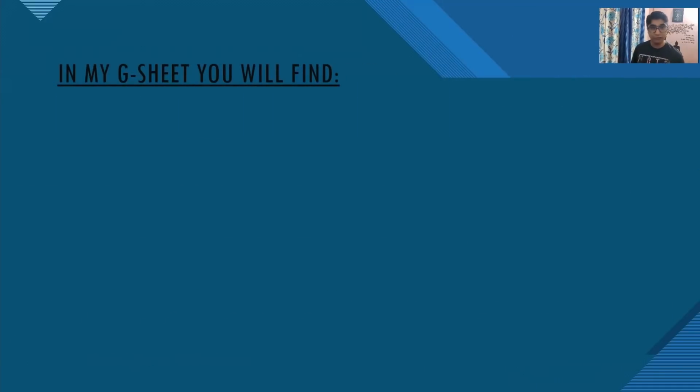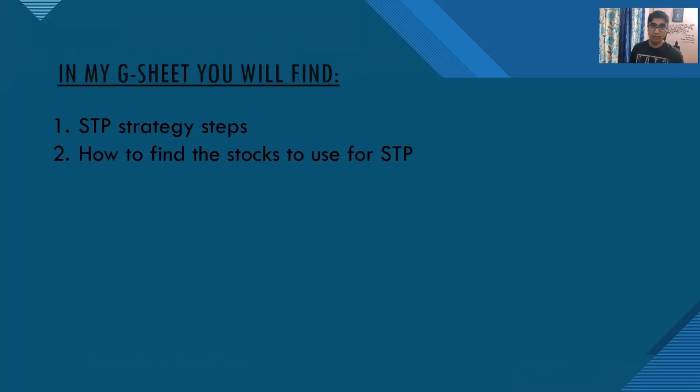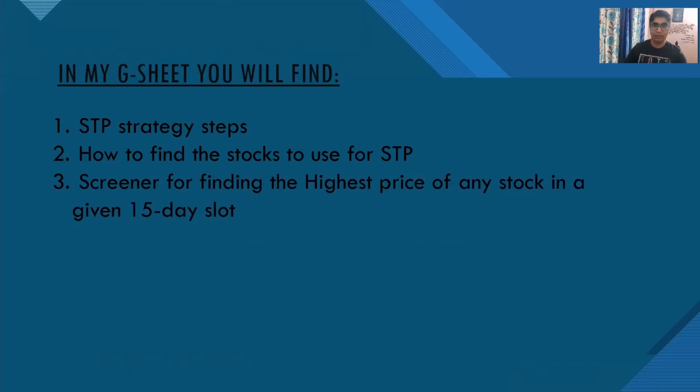Now, prepare a Google Sheet for this method as well. So what do we have in the Google Sheet? The steps I just told you, the STP strategy steps, so that you can just refer to the sheet and know what to do. Then in that sheet, you will see the method of how to find the stocks which you can use for the STP method. Then I have created a screener which will show you the highest price of the 15-day slot.